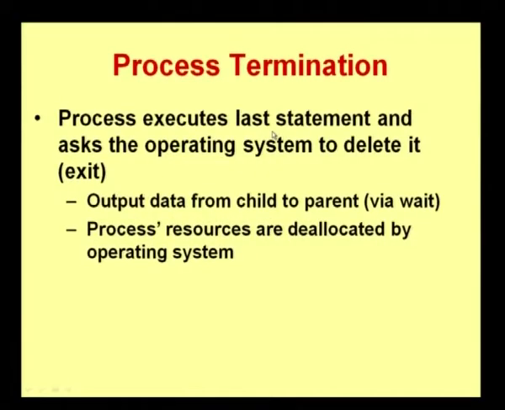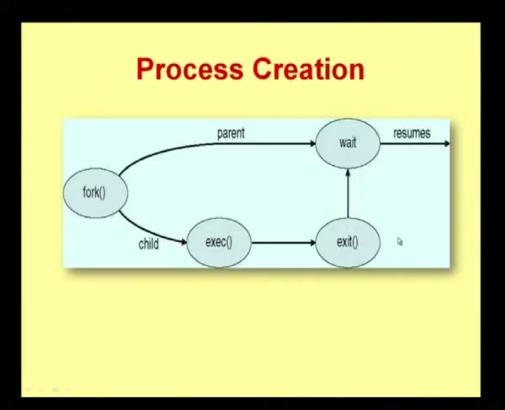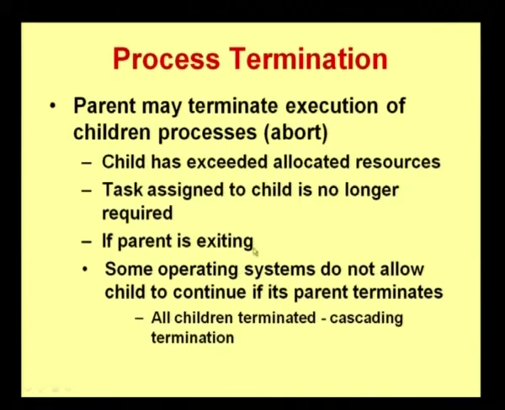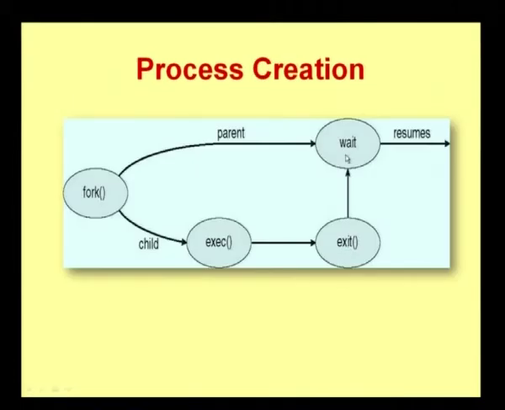The process executes the last statement and asks the operating system to delete it. So output data goes from the child to the parent via wait, which you have seen in the previous slide. In this slide, it is via wait. Then the process resources are deallocated by the operating system itself. Then the parent may terminate the execution of the child process. So after this, it goes to a wait state.